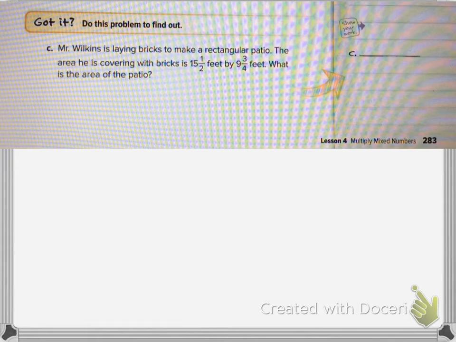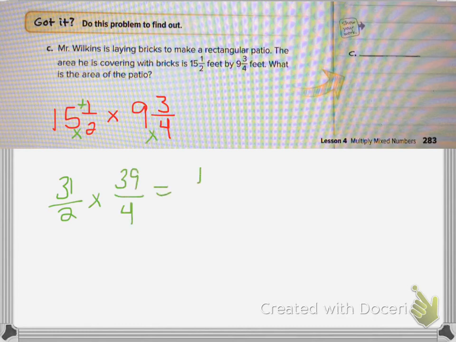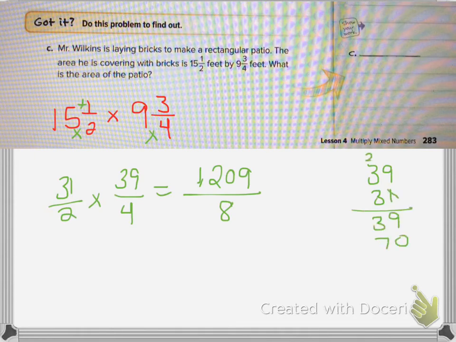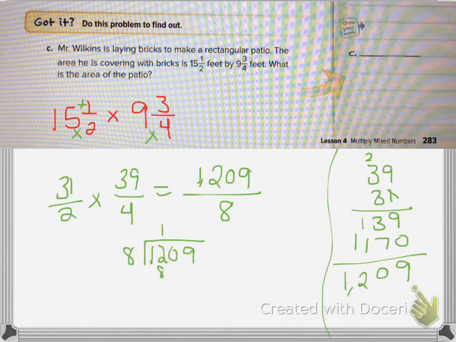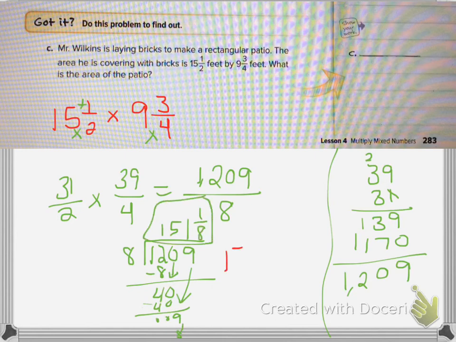Welcome back. Let's work through letter C. We have 15 1/2 feet times 9 3/4 feet. Change both of those into improper fractions, multiply and add. You get really big numbers. When you take 31 times 39, you get 1209. You can't leave it as an improper fraction of 1209 over 8. You have to divide it out. Again, you can pause the video to review your work and my work, find any mistakes made. Okay, our answer ended up being 151 1/8 square feet.